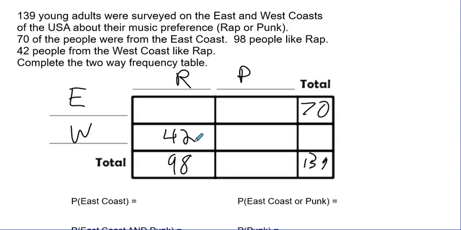If we subtract 42 from 98, we get 56. Going across, we do 70 minus 56, we get 14. If we do 139 minus 98, we get 41. 41 minus 14 is 27. And you can do 42 plus 27, or 139 minus 70. And all the numbers match up.